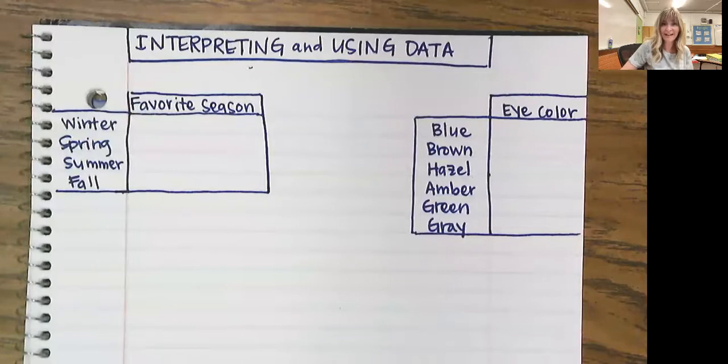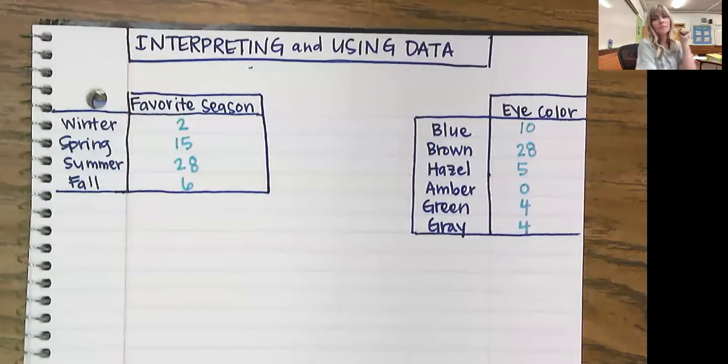You ready? Ta-da! These are the number of responses in each category. Okay, 2 of you said you like winter best, 15 said spring, 28 said summer, and 6 said fall. Likewise, here's all the data from the eye color. As always, pause if you need to write that down.